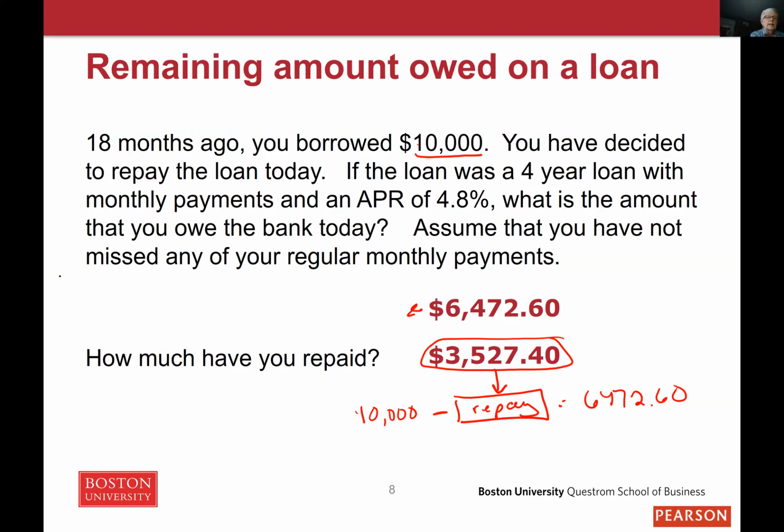So we'll go back to the beginning of the loan. The present value was 10,000. The loan was a 4-year loan and it had monthly payments. So N is 48. APR was 4.8. So 4.8 divided by 12 is I, and we're going to solve for payment. So our payment is $229.39.